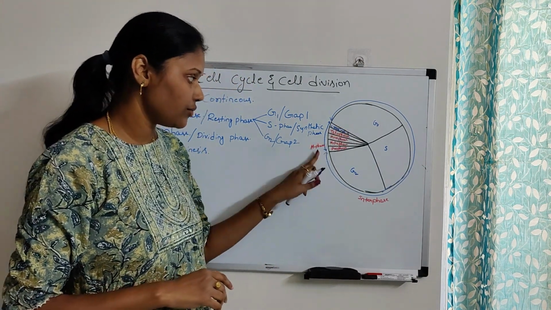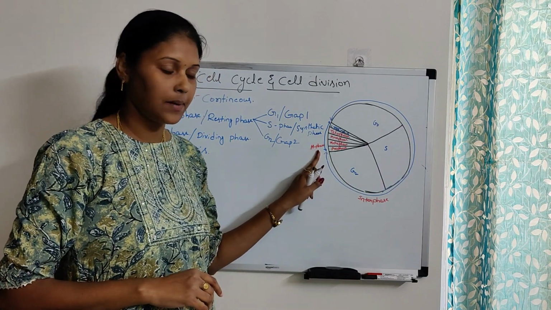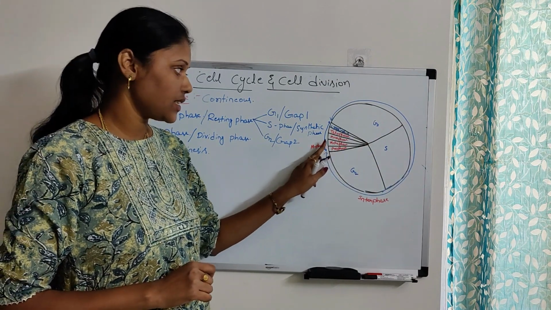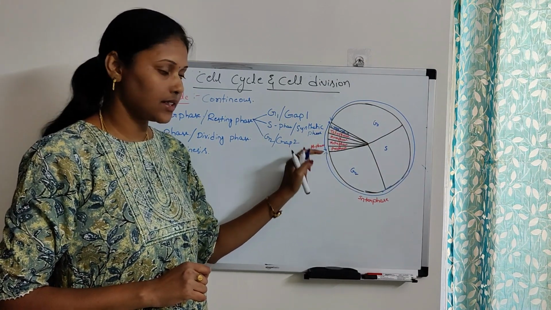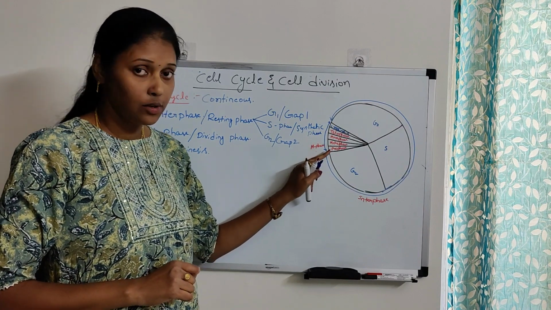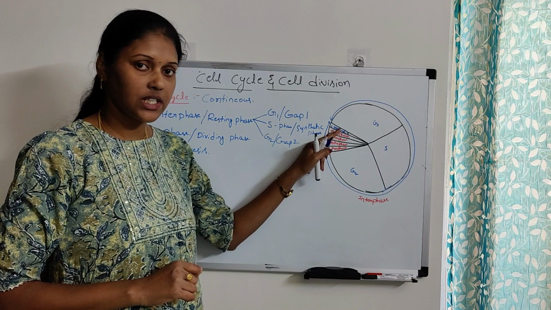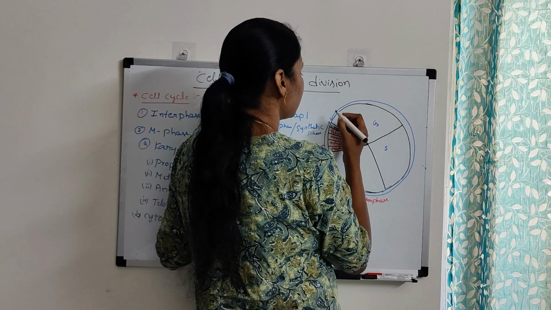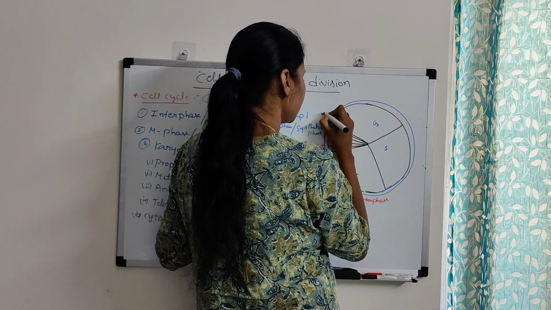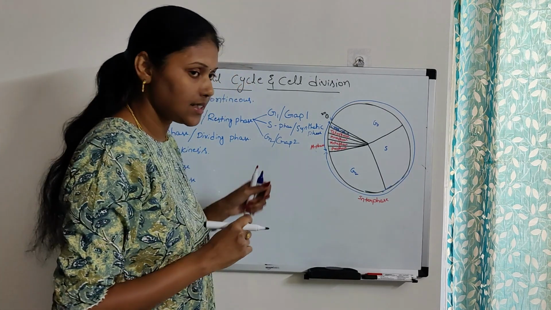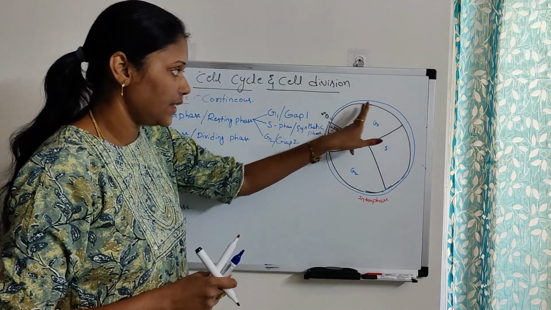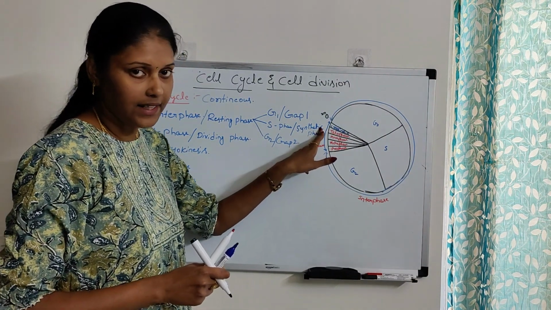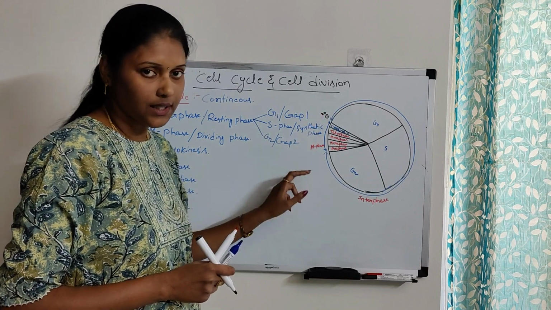Cell cycle has two phases. One is interphase, another one is M phase. Interphase has three subphases, G1, S and G2 phase. M phase has two stages. One is karyokinesis, another one is cytokinesis. Karyokinesis has four steps: prophase, metaphase, anaphase and telophase. When a typical diploid cell enters the cycle from here, it grows in these three phases, and finally it divides here to form two daughter cells.